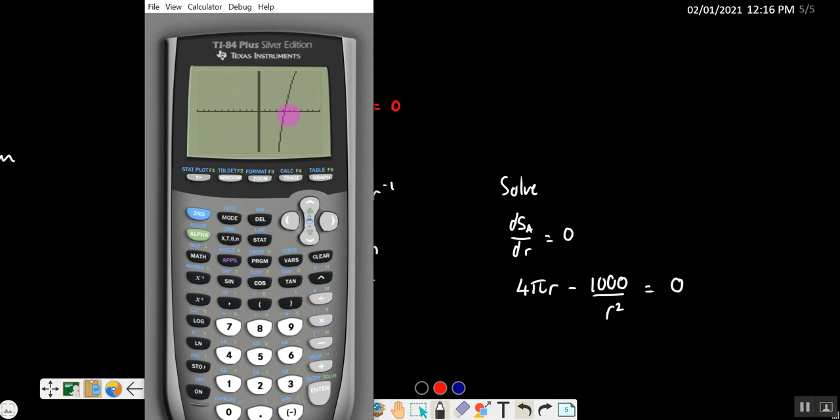What value are we looking for? What do we think that x value is going to be? 4.3. So we just check, how do you find it? Second, calc, zero. Done it lots of times. Yeah, left bound, let's go. There you go, there's my cursor, enter. Right bound, let's go up to that right bound of it, enter. Guess, just move a little bit closer, enter. 4.301 again. Sorted. Yeah.